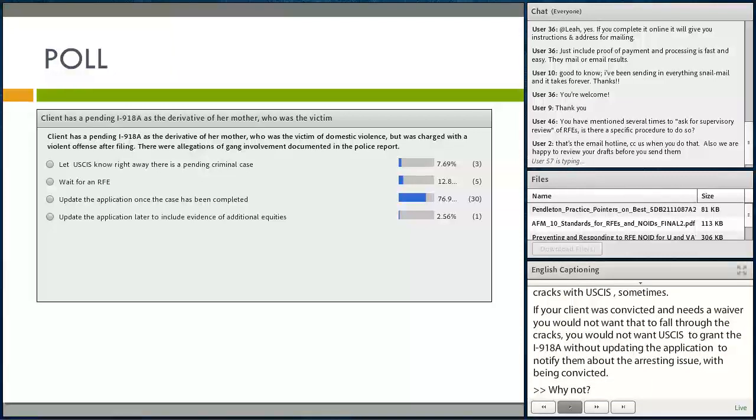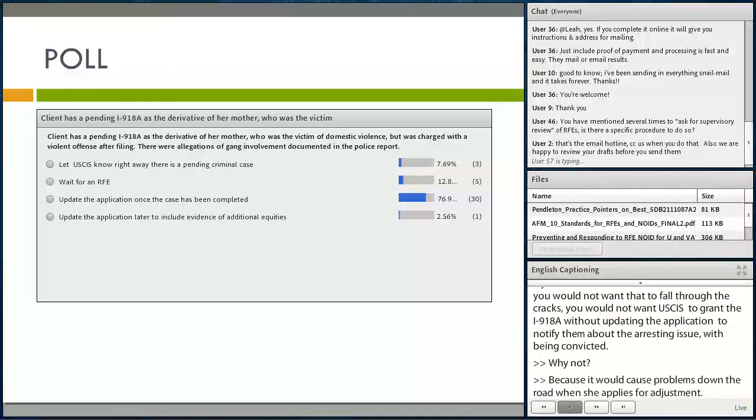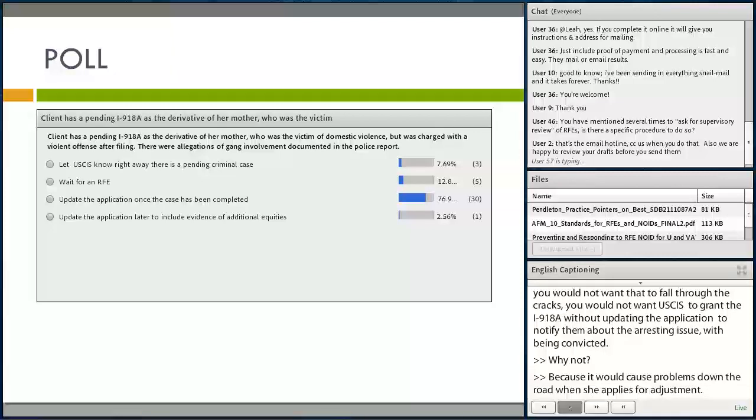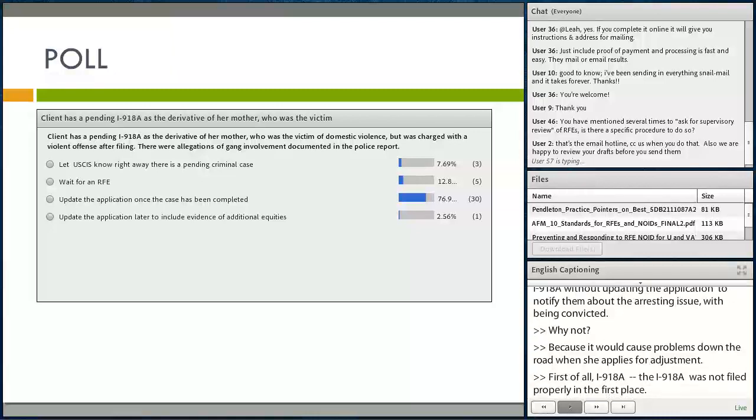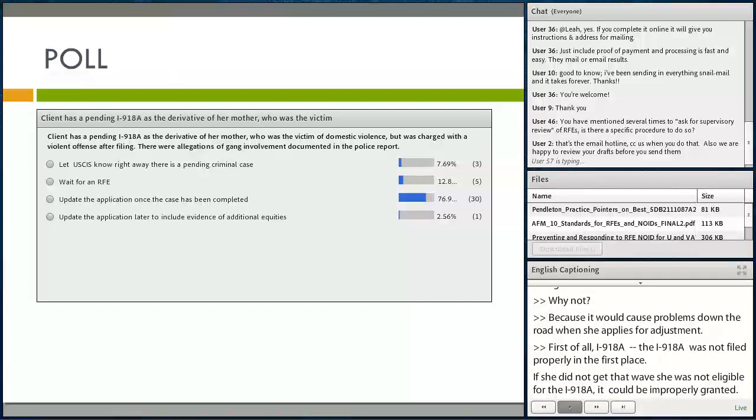And why not? Because it's going to cause you a lot of problems down the road when she applies for adjustment. Because first, arguably, the 918A wasn't properly granted in the first place, because if she was inadmissible at the time of the grant and didn't get that grant waived, then she wasn't eligible for the 918A, right? So it could have been improperly granted. And regardless of when you disclose it, it's going to be a negative discretionary factor for the adjustment of status.